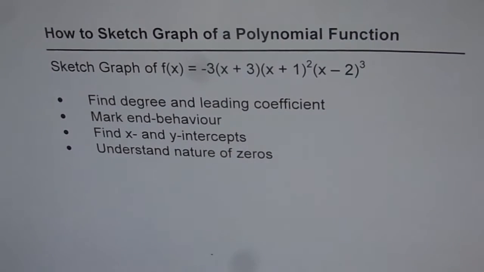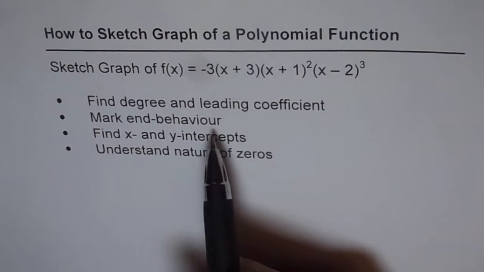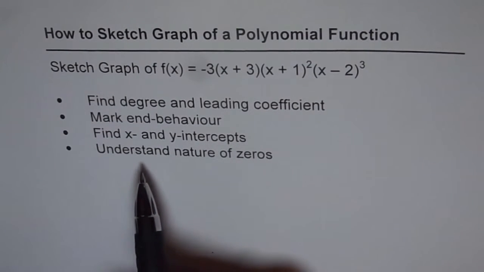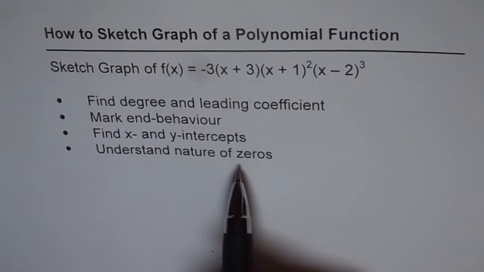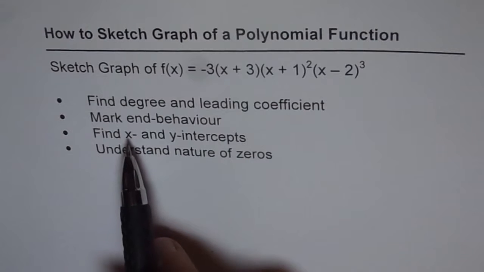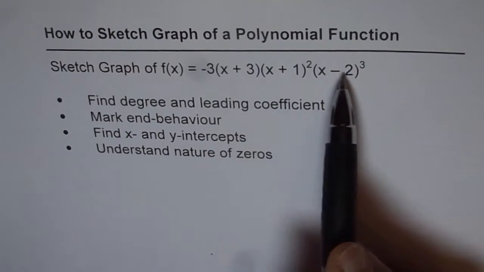Now to sketch any polynomial function, the most important things you want to know are listed right here. First is degree, then the leading coefficient and end behavior, x and y intercepts, and you need to understand the nature of zeros. An important thing is that x-intercepts and zeros are very different. X-intercepts are just the points where the graph crosses the x-axis, while zeros tell you how they cross the x-axis, which is dependent on the order of the zero, right?